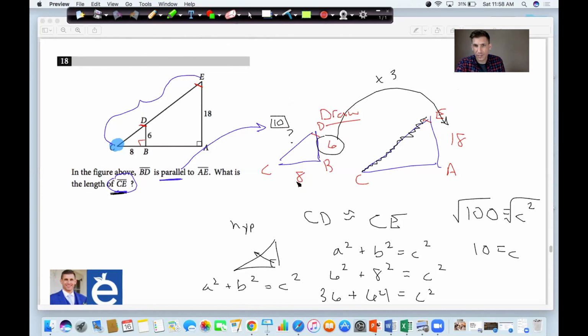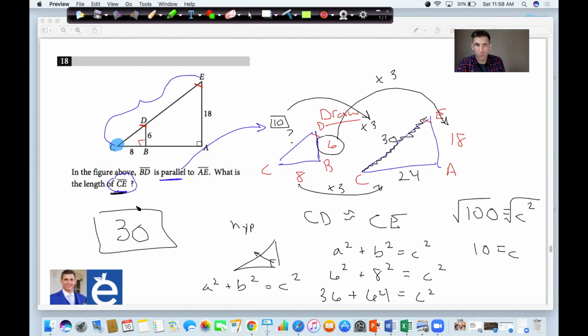Well, this side here, likewise, right? In order to figure out CA, it'd be 8 times 3, like this. This would give you 24. And likewise, 10 times 3 will give you CE. So this is times 3, which is going to give you 30. Therefore, making 30 your answer to question 18.